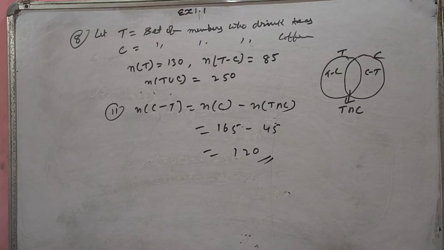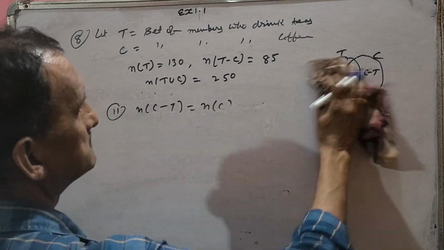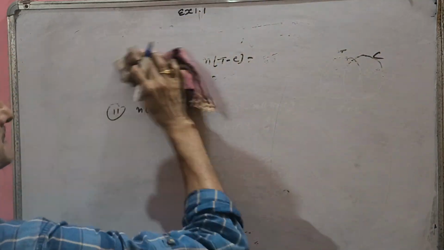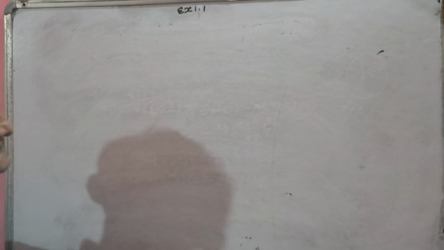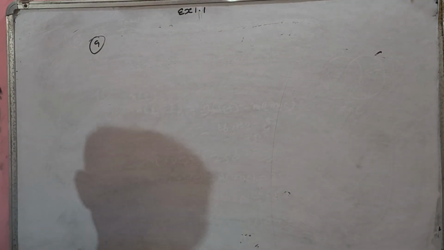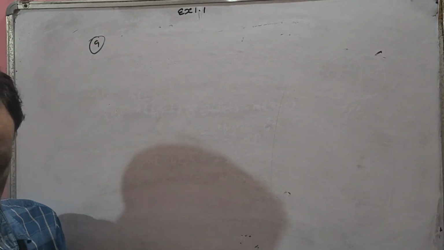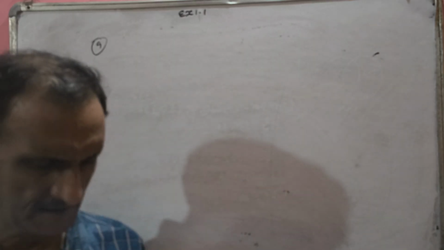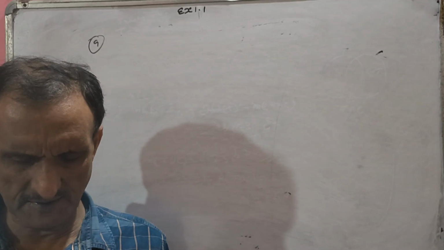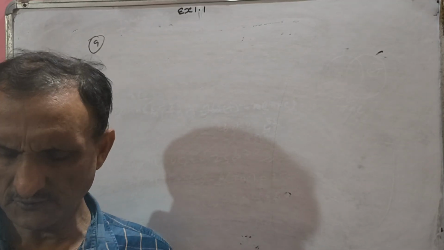Okay, understood? Now go to number 9. Number 9. The question is, in a class of 90 students, 68 students play volleyball, 53 play badminton, and 35 play both the games. A common question.